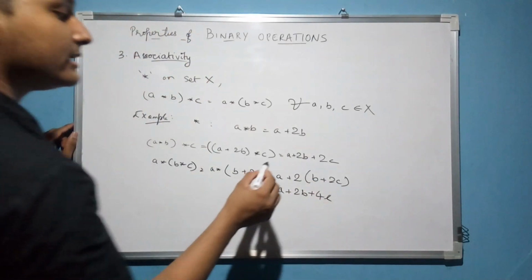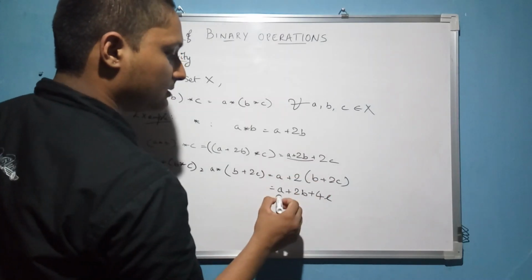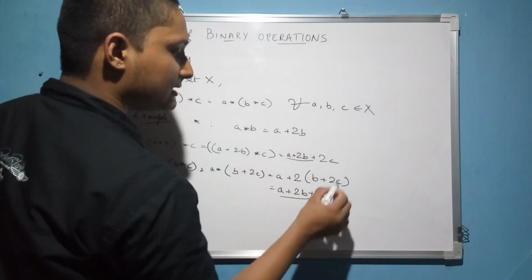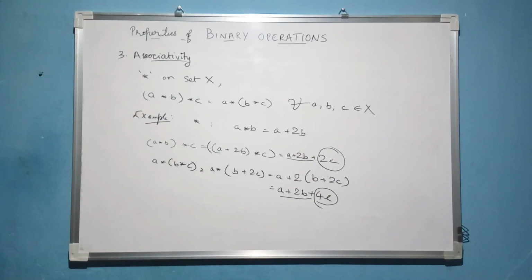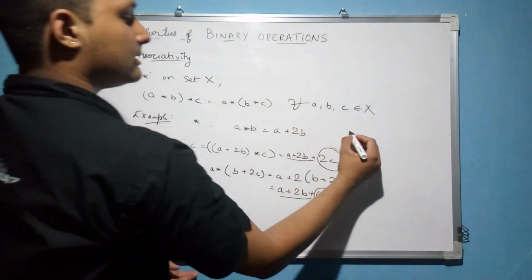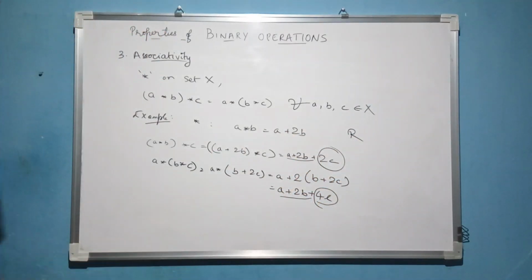So just by seeing that you can understand that only A plus 2B is common, and there is one 4C, that is here it is 2C. So just by seeing that you can conclude that it's not associative for the given set, say if I take the real numbers as a set, so you can just say that it's not associative, right? We'll go to the next property.